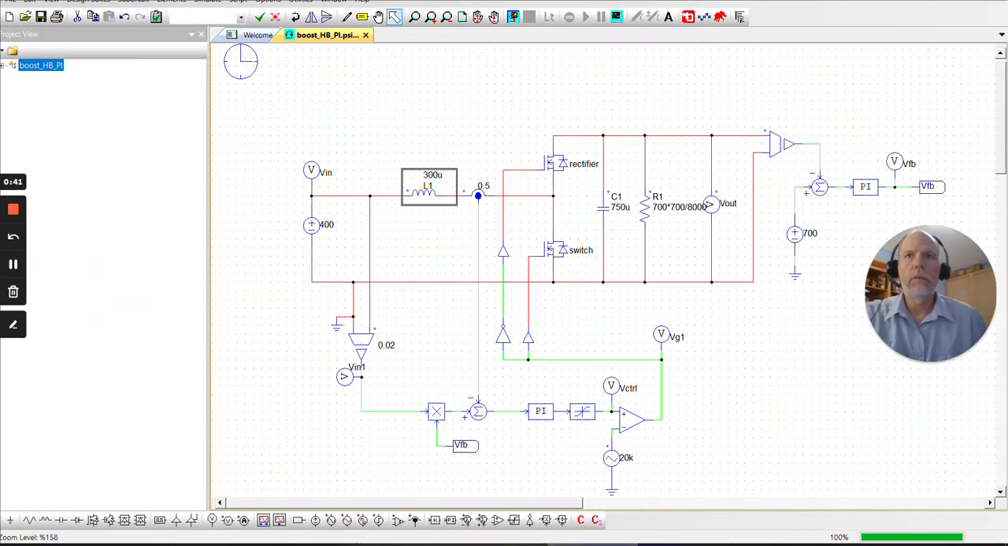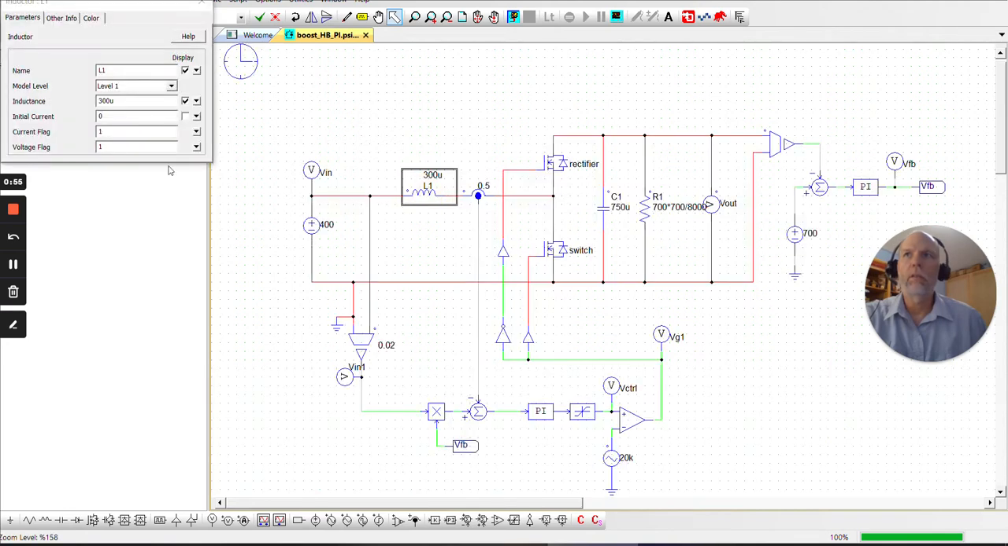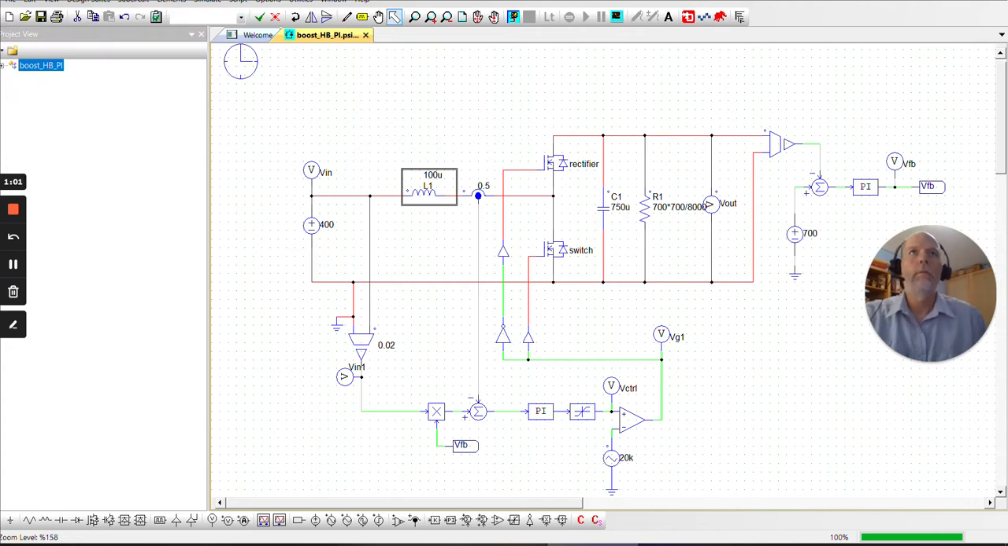If we go over to PSIM, I have a boost converter taking 400 volts, converting it to 700 volts, 8 kilowatt load, and I have my half bridge switch on the bottom side, rectifier on the high side, and we'll start off with about a 100 microhenry inductor. Run it.